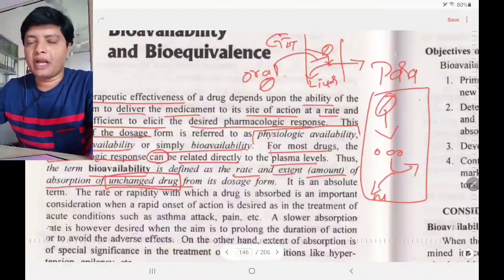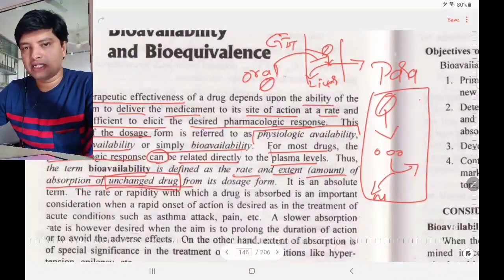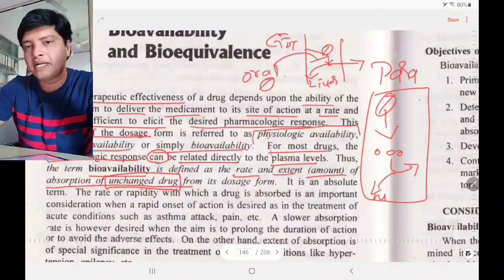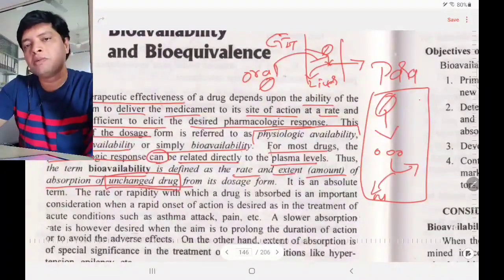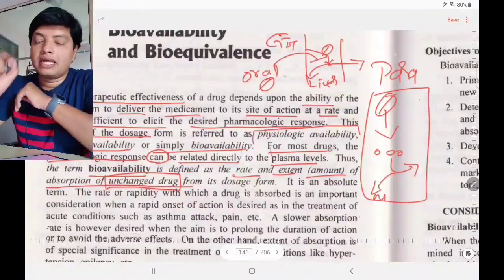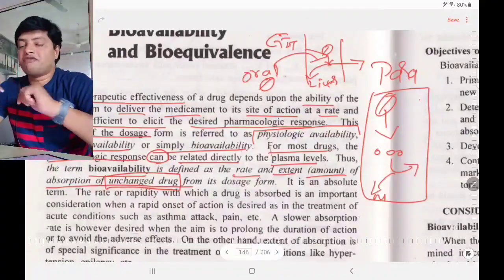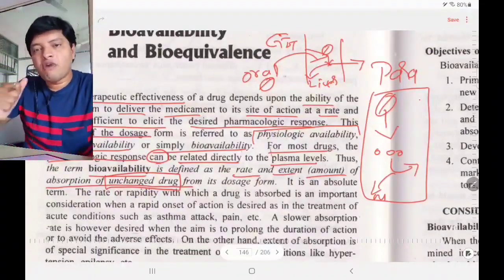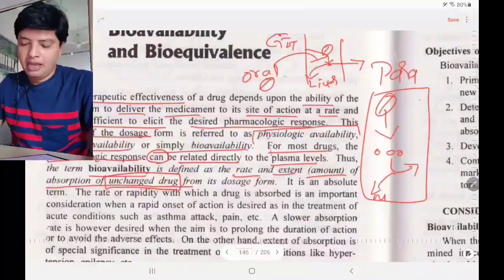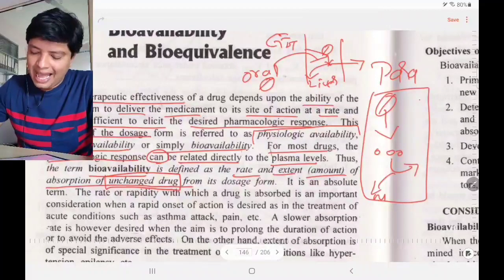We call it as bioavailability. So to repeat, the definition says it is the rate and extent. Rate means the amount of drug entering per given time. Extent means how much amount has entered the systemic circulation for given time. The rate and extent of drug absorption in its unchanged form, so it should not change, from the given dosage form. We call it as bioavailability. So bioavailability is an absolute term.